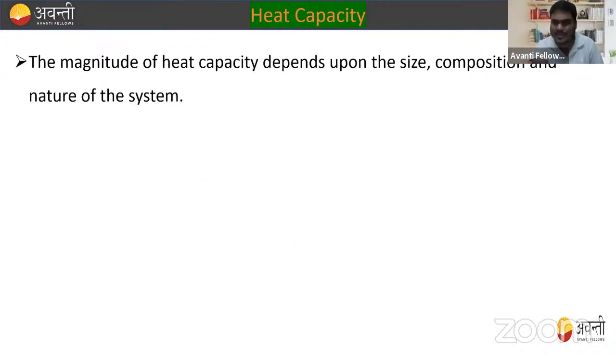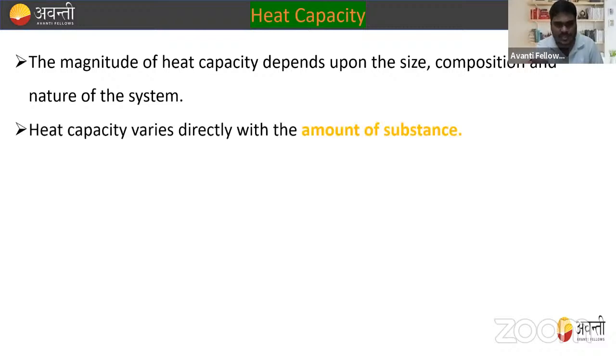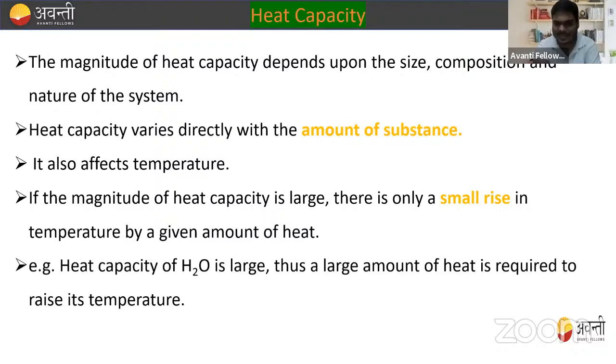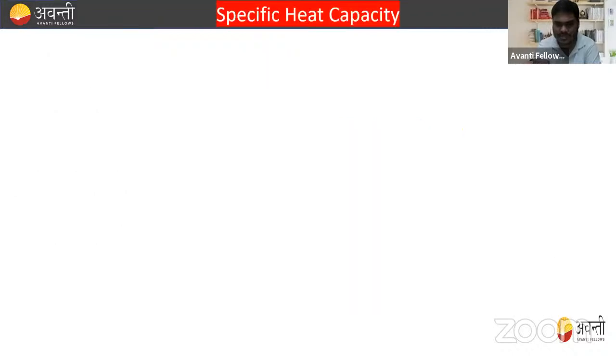Now, the magnitude of heat capacity depends upon the size, composition, and the nature of the system. Heat capacity varies directly with the amount of substance. It also affects the temperature. If the magnitude of the heat capacity is large, there is only a small rise in the temperature by a given amount of heat. That is, the heat capacity of H2O is large, thus a large amount of heat is required to raise the temperature.